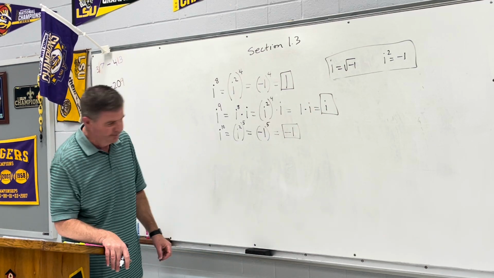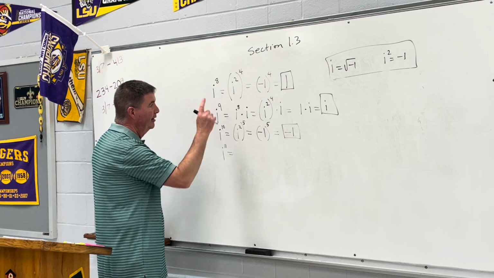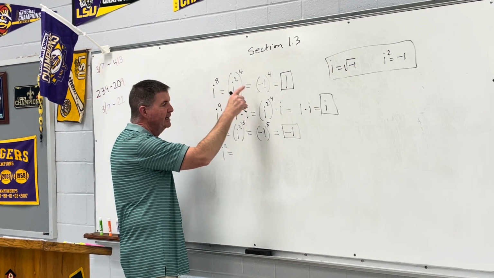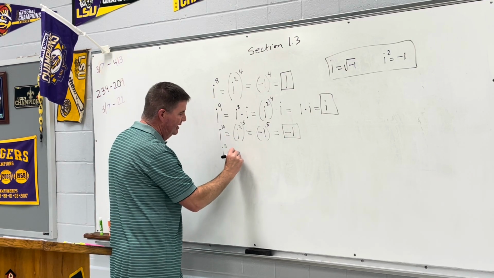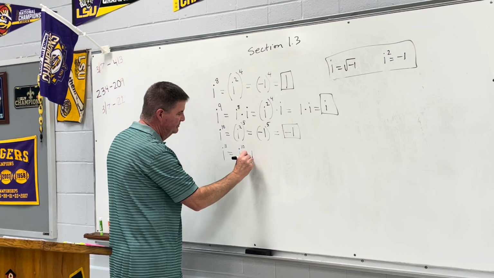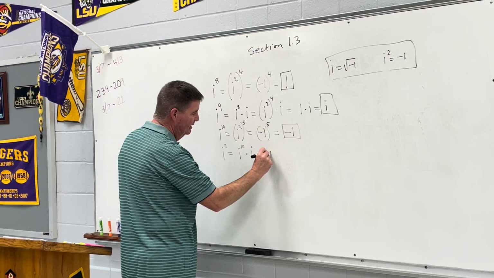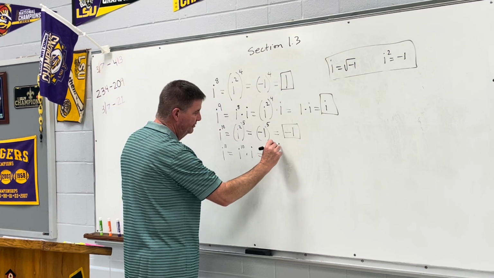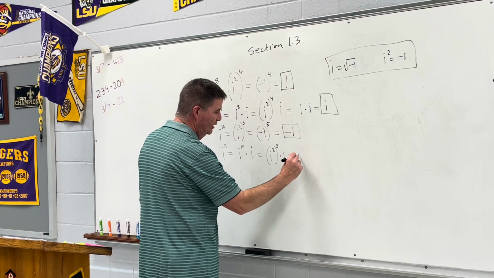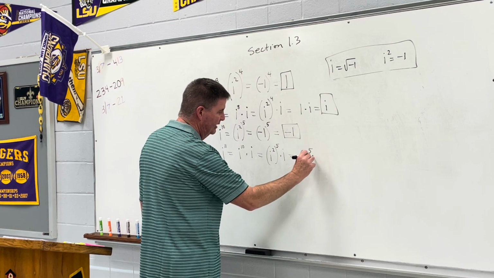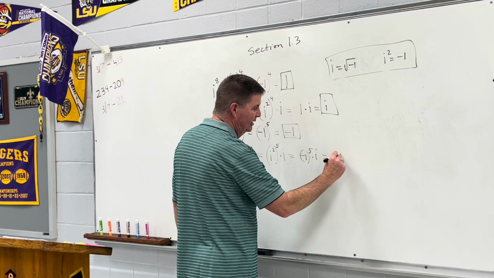So let's look at this one. i to the 11th. Again, our objective is always the same. Take it and write it as many i squareds as possible. So this is going to be i to the 10th times i, since it's an odd number. i to the 10th could be i squared to the 5th times i. And therefore, this would be what? Negative 1 to the 5th times i, which is going to be negative 1 times i, which is negative i.